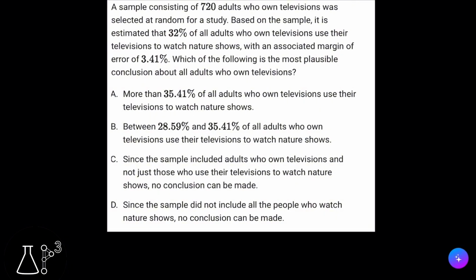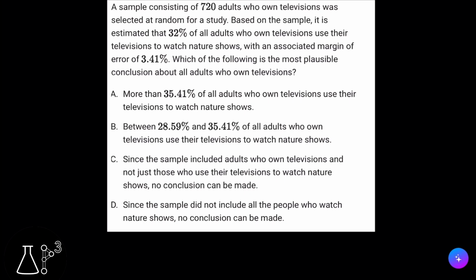Okay, this is going to be the exact question that we did before, but we're going to do it with percentages. A sample consisting of 720 adults who own televisions was selected at random for a study. Based on a sample, it is estimated that 32% of all adults who own television use their televisions to watch nature shows, with an associated margin of error of 3.41%. Which of the following is the most possible conclusion about all adults who own television?